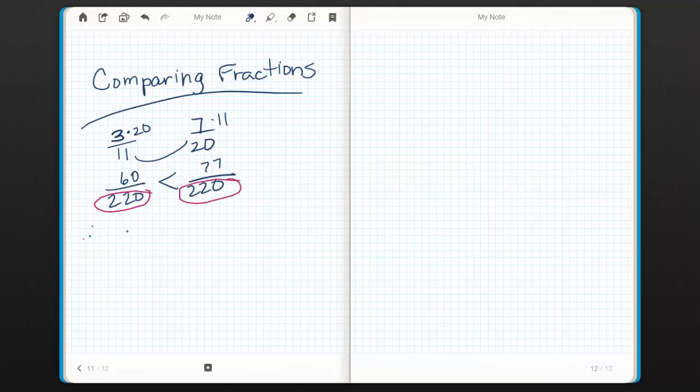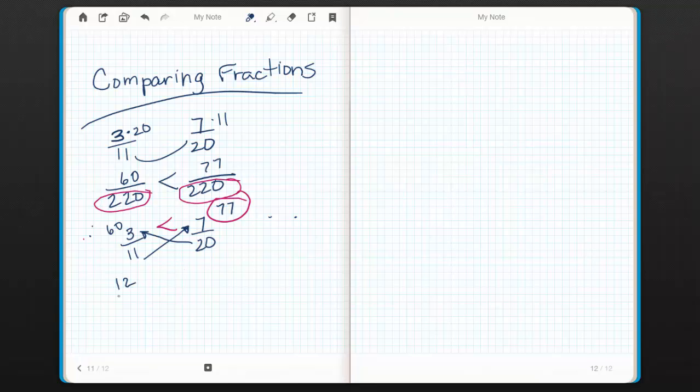Let's try that again. If we've got 3 11ths and 7 over 20, try to pretend like you don't know the outcome already. Here's what you could do. Remember how we just multiplied each one by the opposite denominator? Let's just do that. It's called cross multiplication, right? 11 times 7 is 77. 20 times 3 is 60. Which one's bigger? I think 77 is bigger. That's the fastest way. Let's try another example.